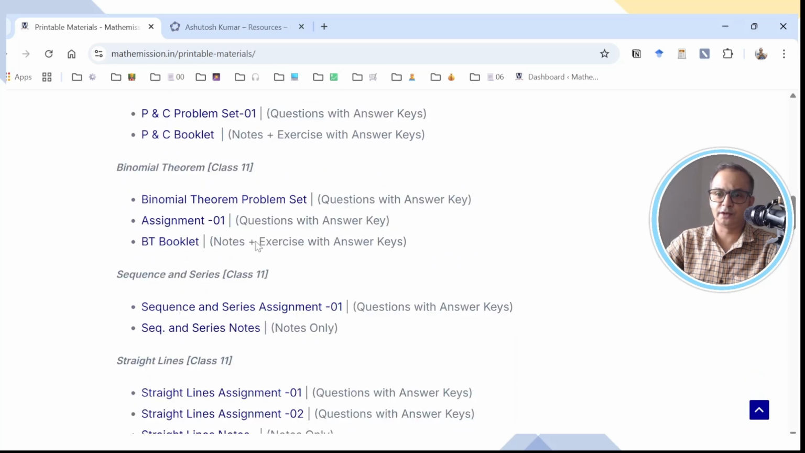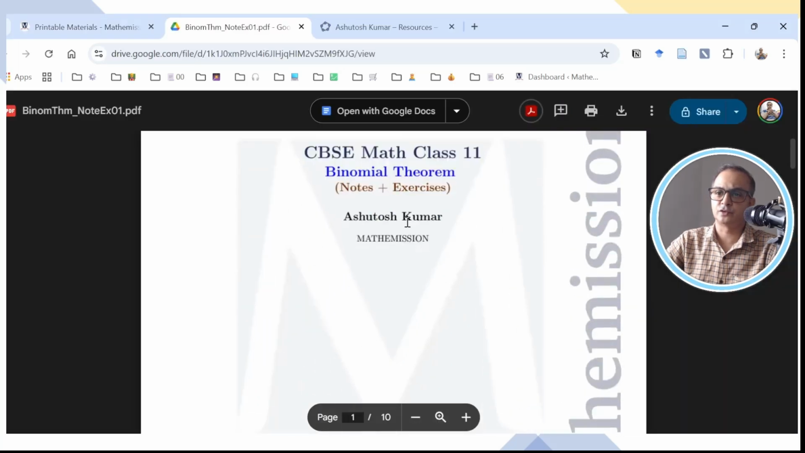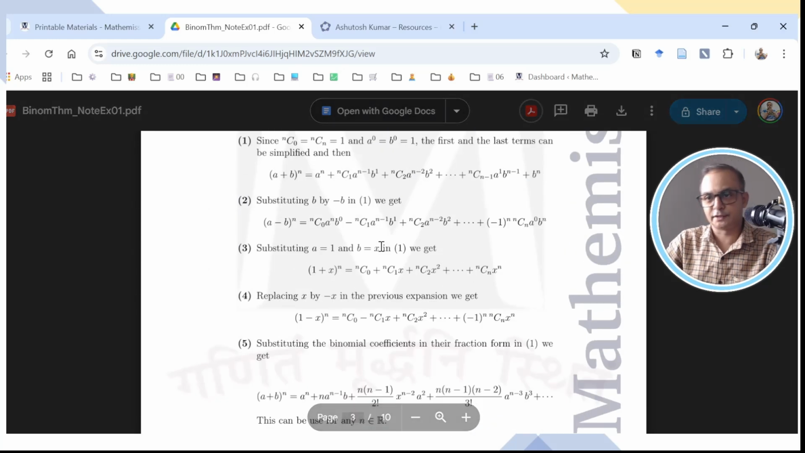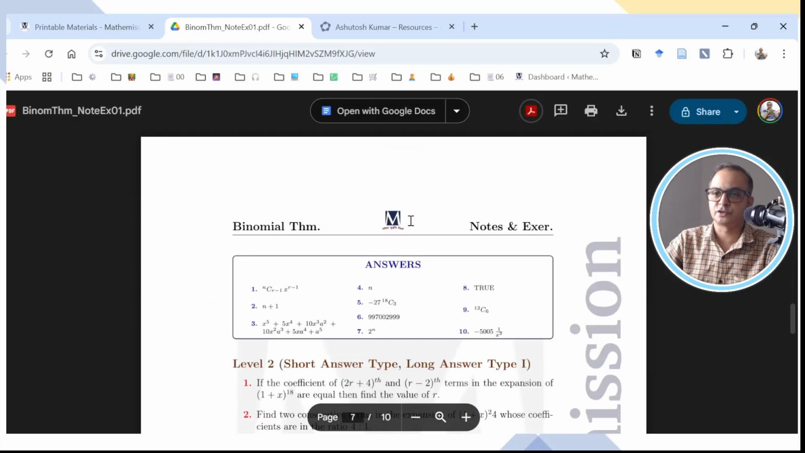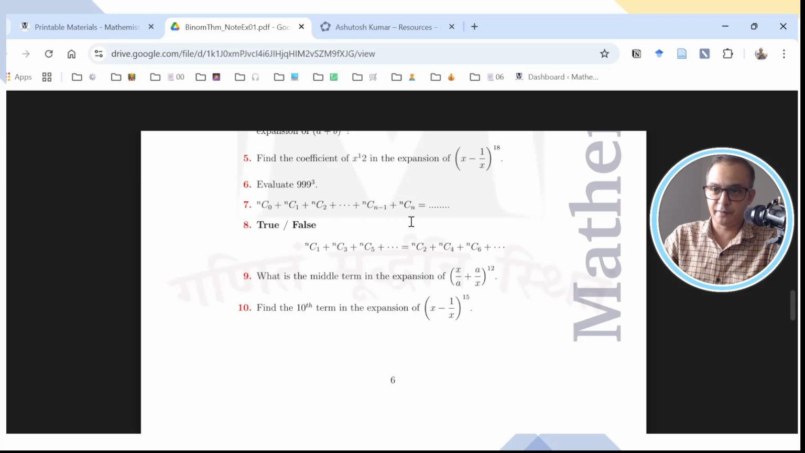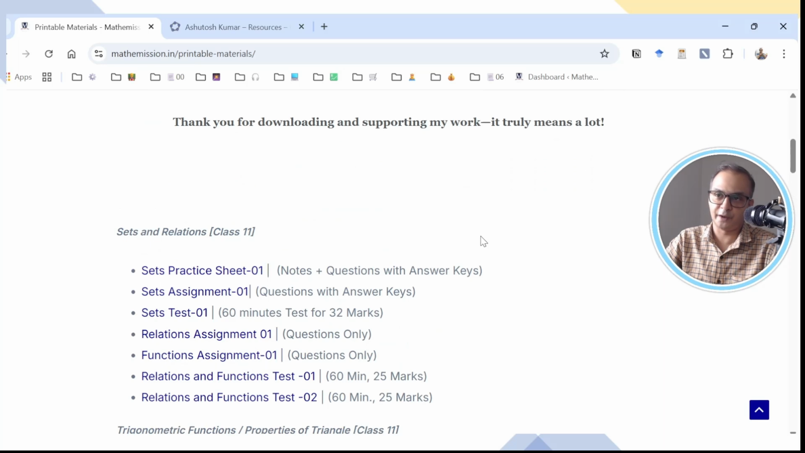So I'll show you one thing. Let's say the binomial theorem booklet. If you click this booklet, you have all these notes and exercises, like the revision notes you get in the newer version. Here you can see that there are questions also. There are some questions which are now outdated, meaning they're off syllabus nowadays. This was in fact prepared by me a very long time back, when the syllabus was the full syllabus, not the new syllabus. These materials are all free. I just want you to support my work by downloading, that's it.